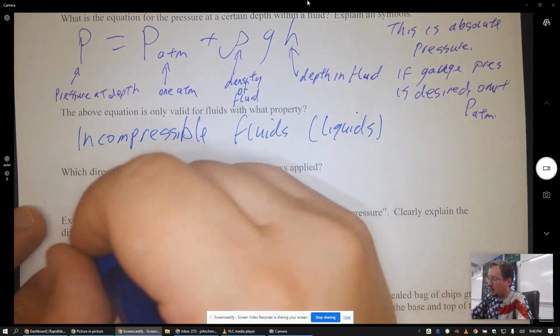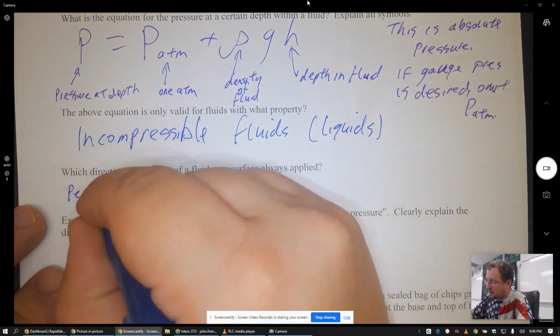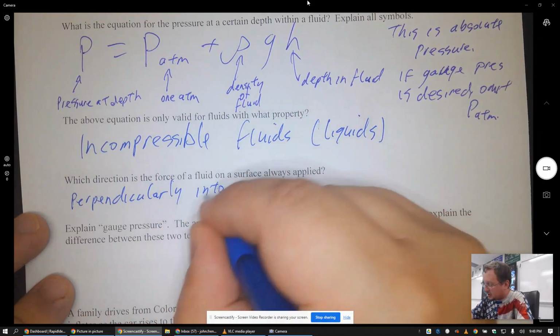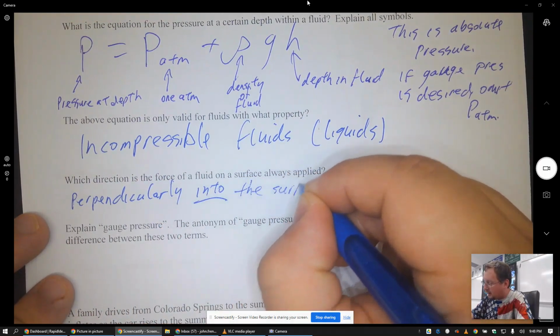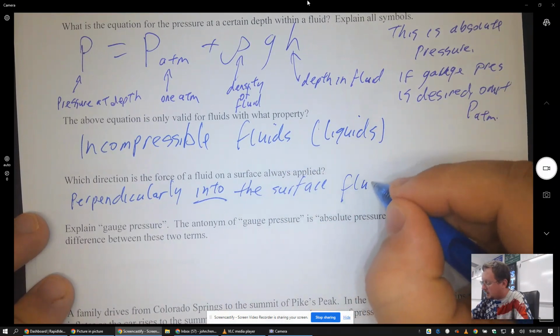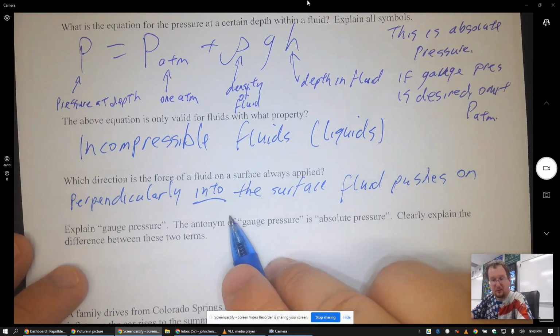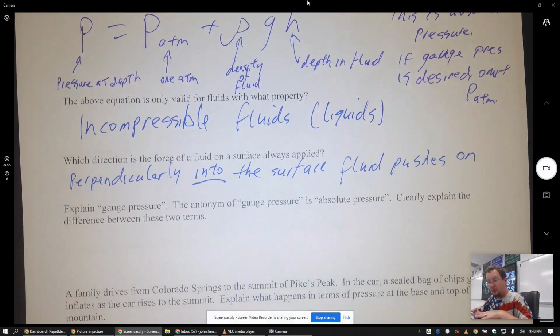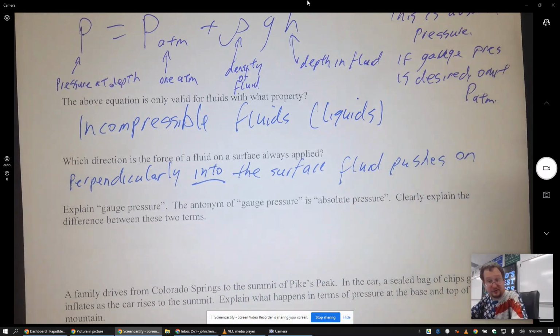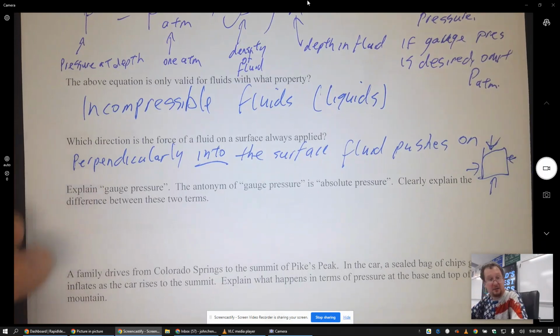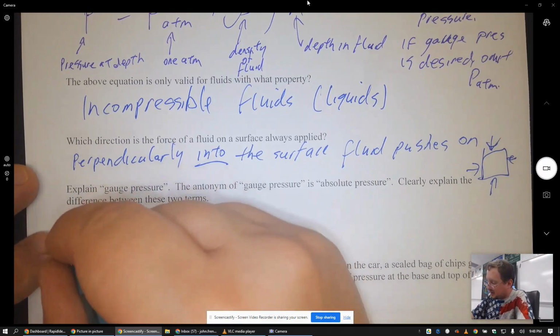The force of a fluid is always applied perpendicularly into the surface the fluid pushes on. So this is like the opposite of the normal force, where the normal force pushes perpendicularly away. The pressure force, if you want to call it that, exerts force perpendicularly in on each side, right? Okay, gauge pressure ignores atmosphere.